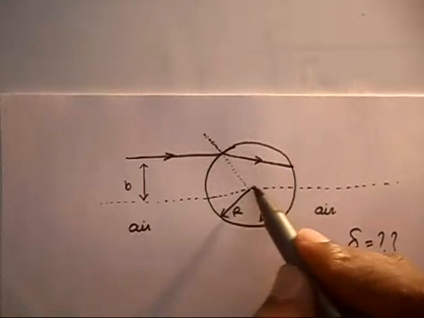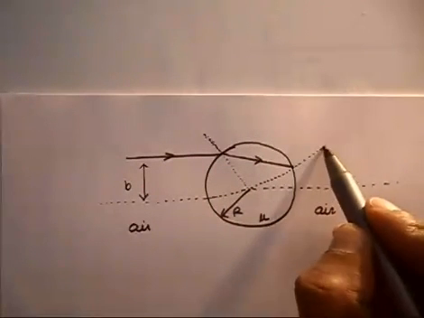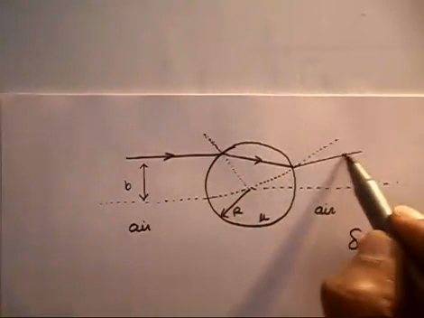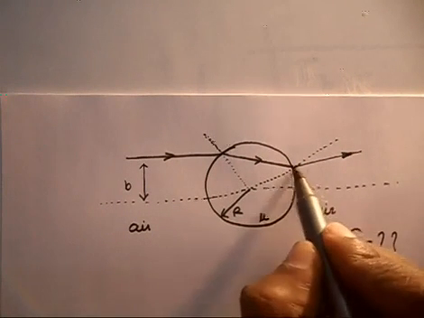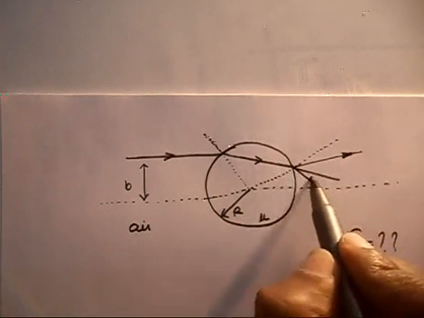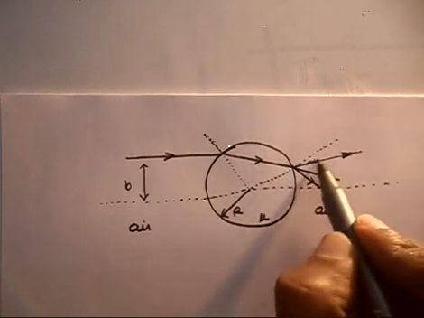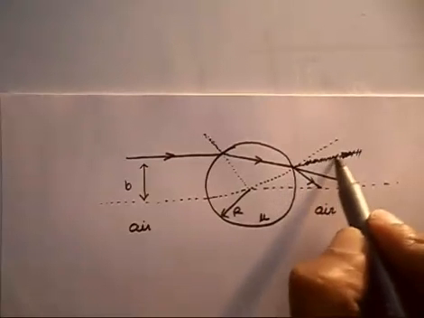Now if I make the second normal, the ray is going away from the normal, so it will bend something like this. It will go away from the normal. This is the natural direction, so it will go something like this. No, this is wrong. It should go away from the normal.